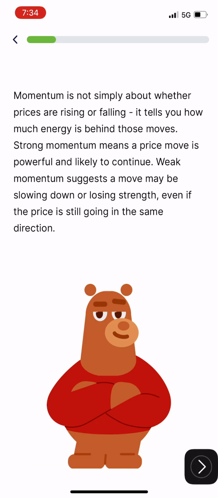Momentum is not simply about whether prices are rising or falling. It tells you how much energy is behind those moves. Strong momentum means a price move is powerful and likely to continue. Weak momentum suggests a move may be slowing down or losing strength, even if the price is still going in the same direction.